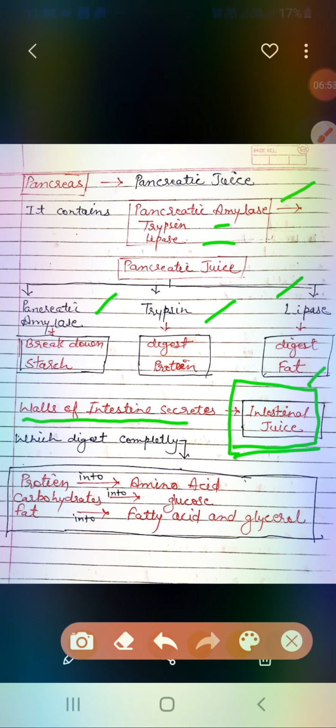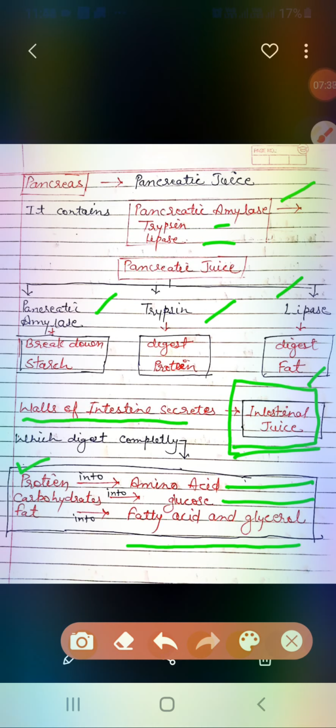Which materials break down into which end products? Protein digests completely and is converted into amino acids. Carbohydrate digests completely and is converted into glucose, and fat digests completely and is converted into fatty acids and glycerol. So all these processes take place in the small intestine, which takes secretions from the liver, the pancreas, and also its own walls, called the intestinal juice.